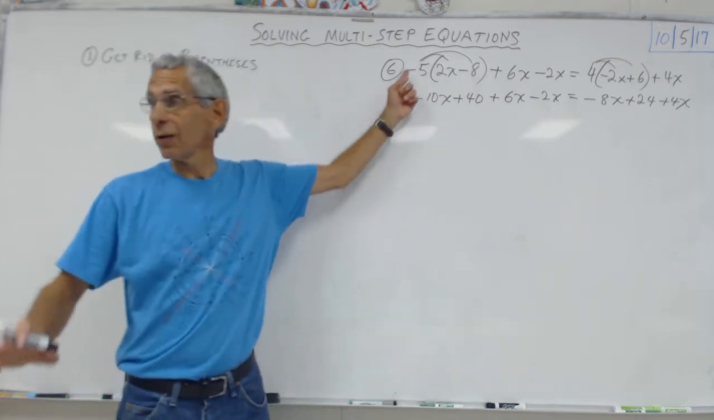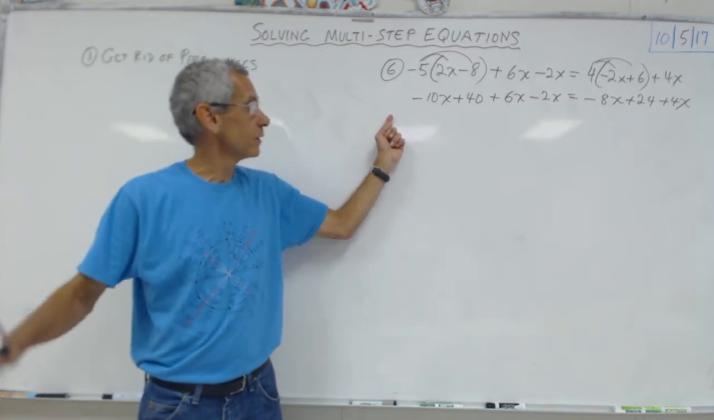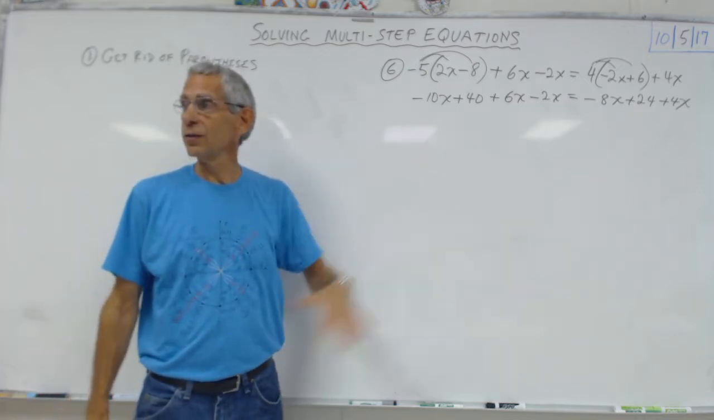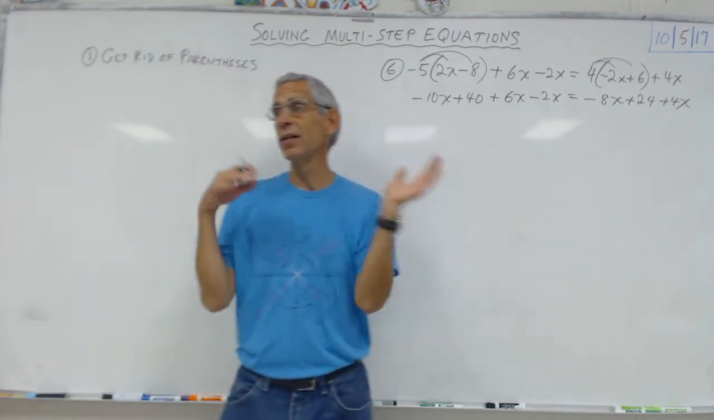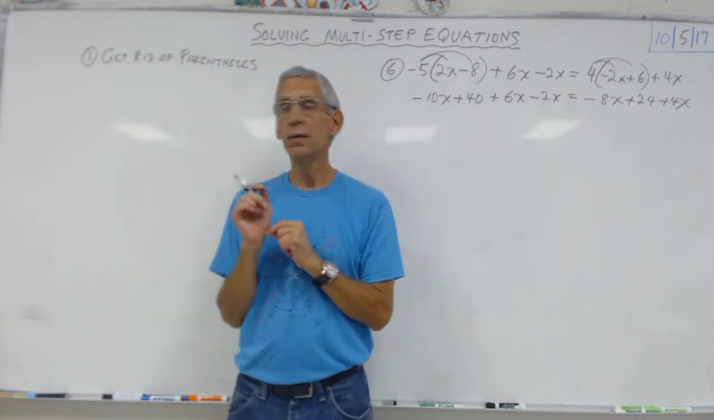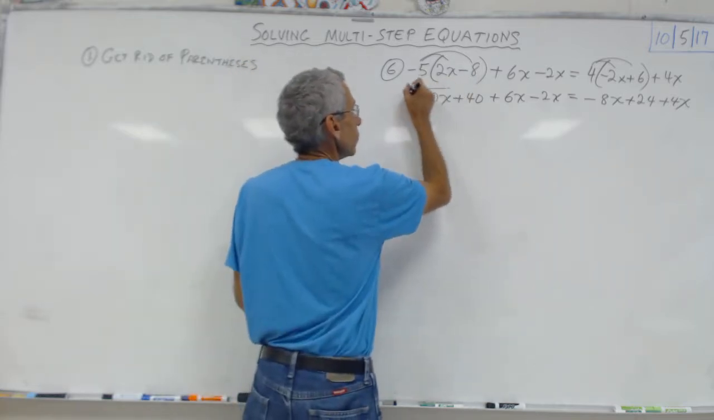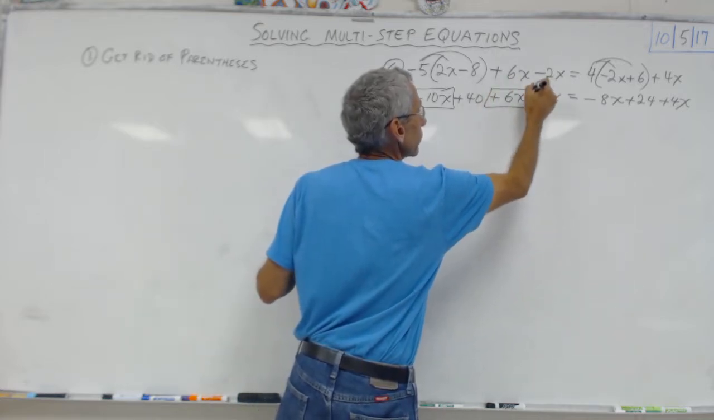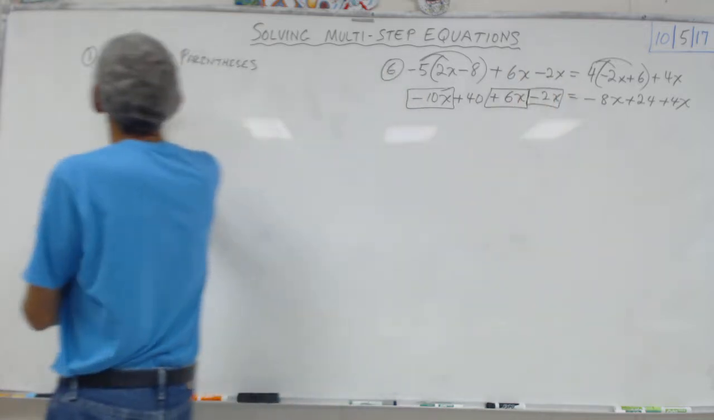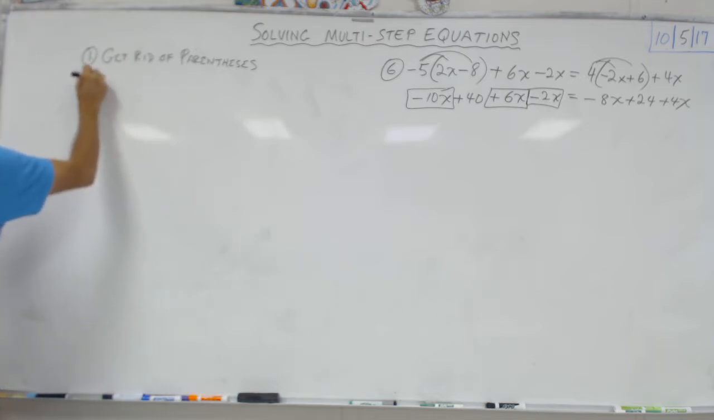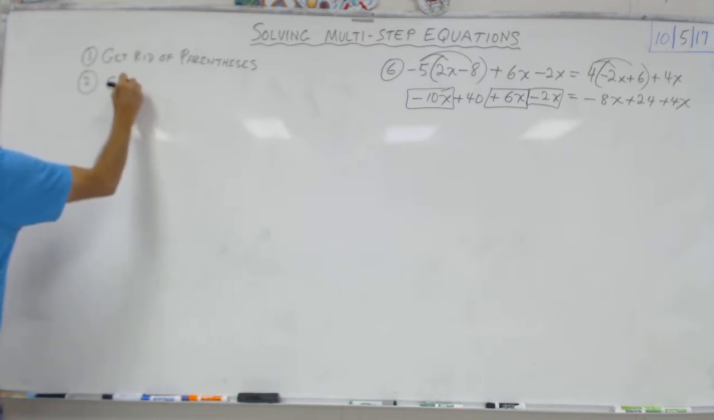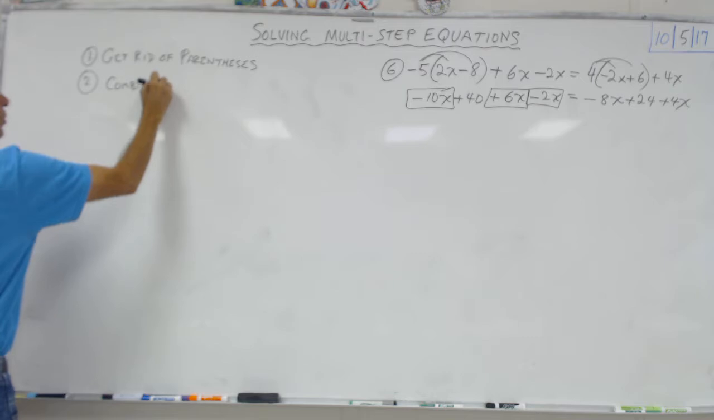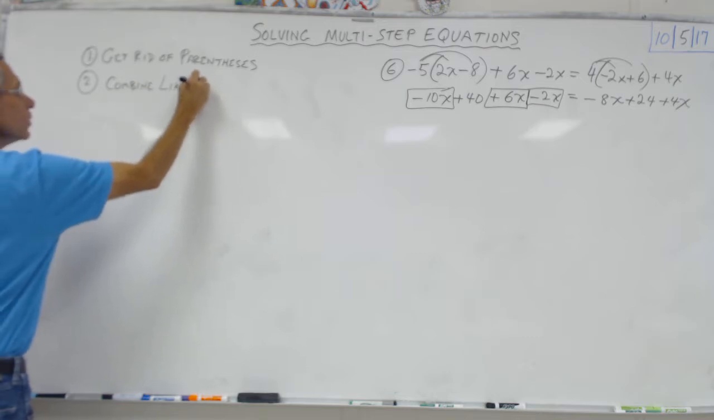All right, so we got rid of the parentheses. Now, are there any like terms on the left side? We have negative 10x, 6x, and negative 2x. All right, so we have like terms. We are going to combine those like terms. So let's do that. Step 2: combine like terms on the left.